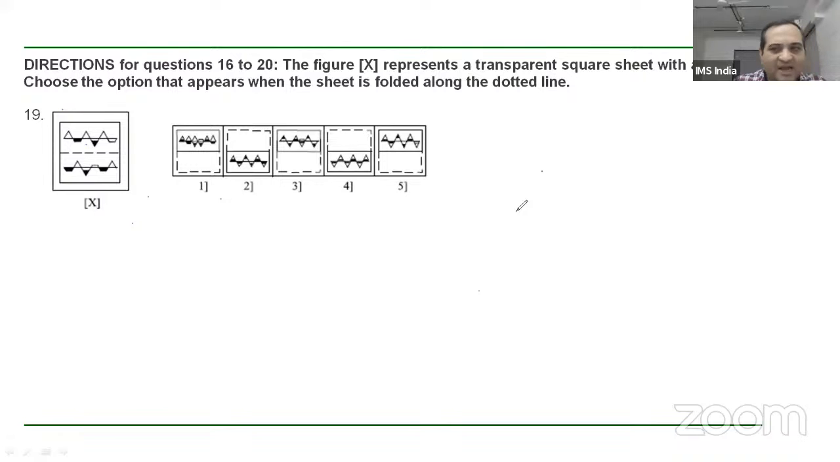No, not necessary, Sahil. Either left or right, whichever. But look at the options. If the options are more towards the right side, fold towards the right. If the options are more towards the left, fold towards the left. Look at your options and then decide.